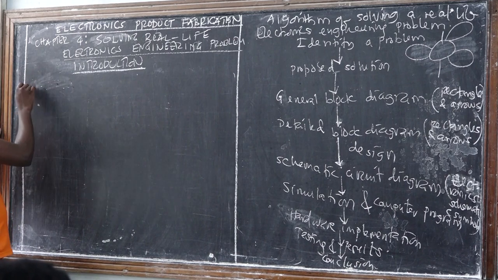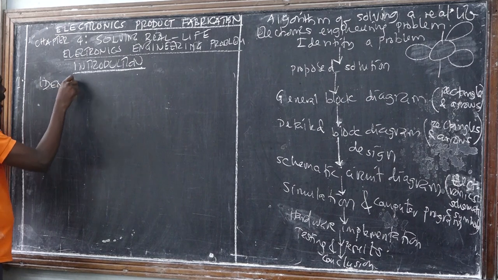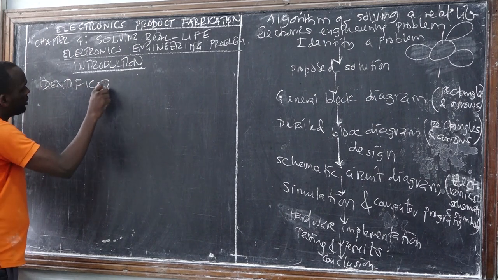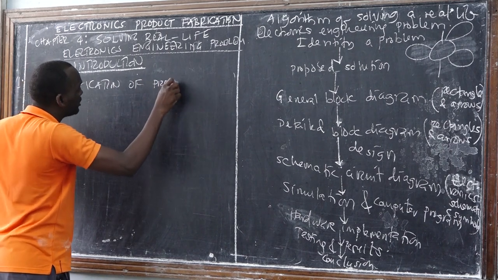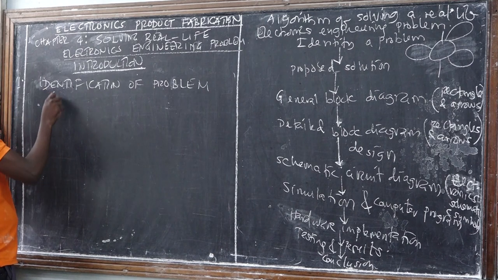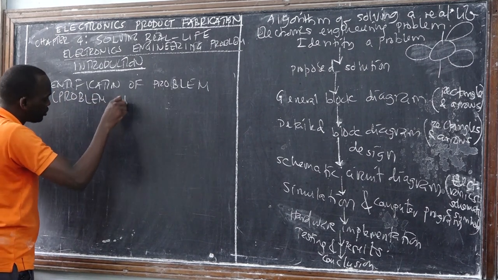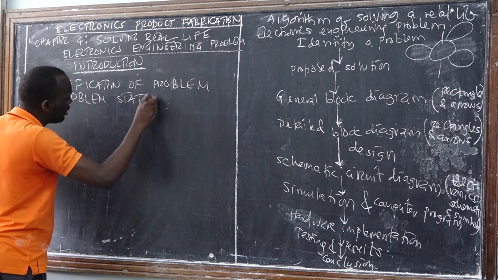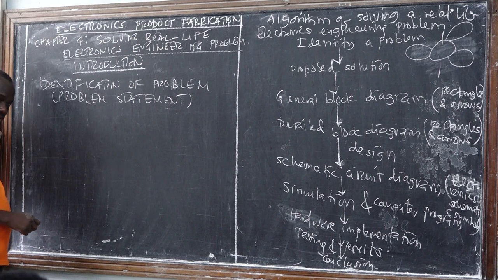Okay. So number one, we say identification of the problem. Or sometimes in engineering, we just call it the problem statement. So state the problem that you want to solve. This is the problem statement.